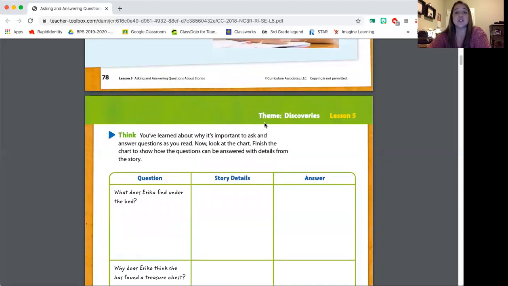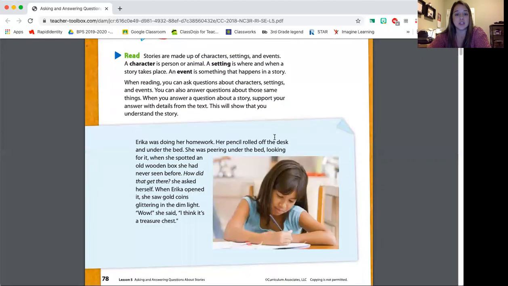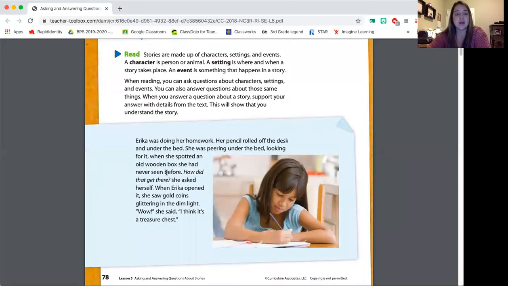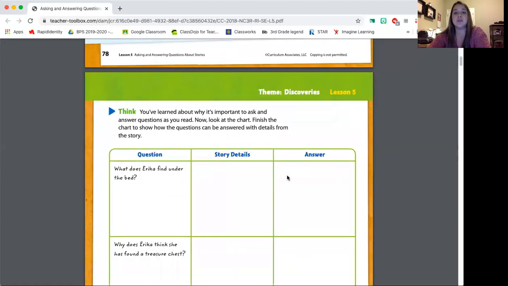If we go back to the story, let's see where it is. She was peering under the bed looking for it when she spotted an old wooden box. So what did she find under the bed? An old wooden box. Can we say that she found a treasure chest? No, because that is what she thinks. We don't know if it's true. So we're going to say exactly what she found. She spotted an old wooden box. So that would be your answer.